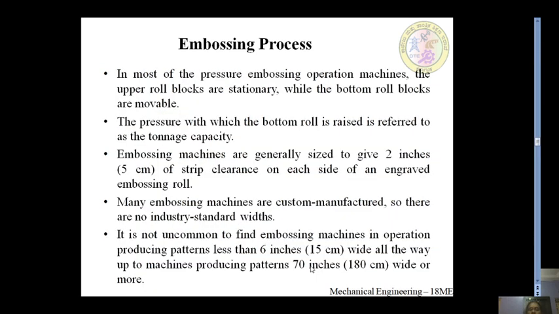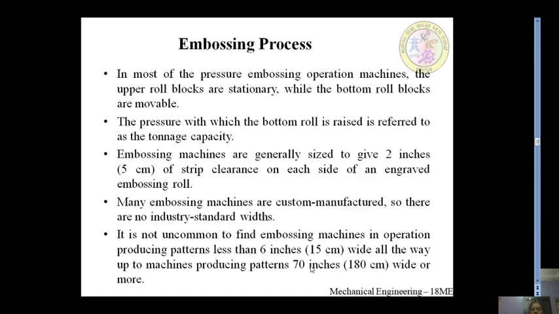In most pressure embossing machines, the upper roll blocks are stationary while the bottom roll blocks are movable. The pressure with which the bottom roll is raised is referred to as the tonnage capacity.